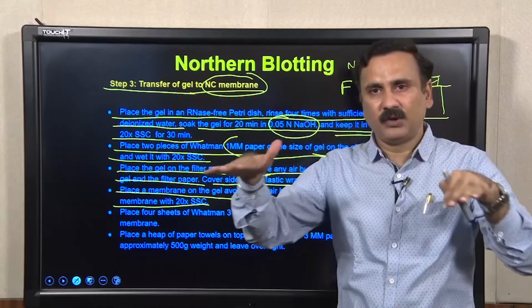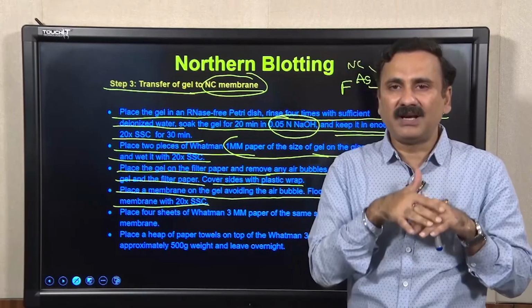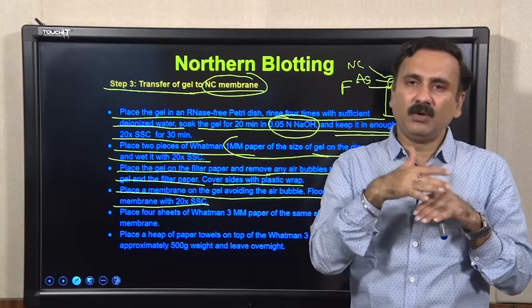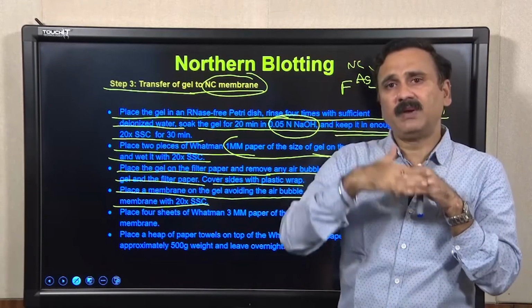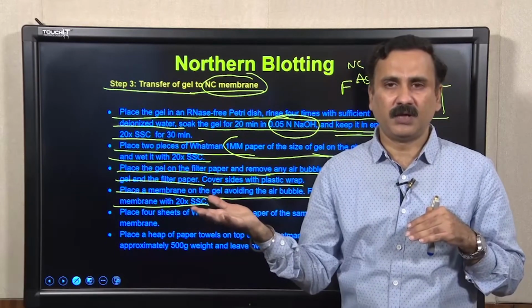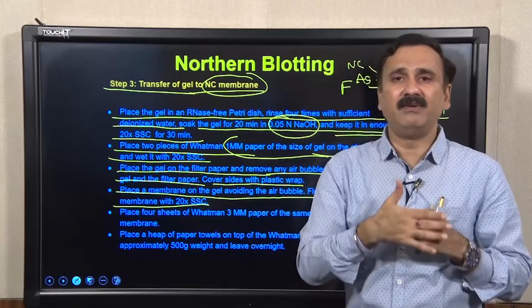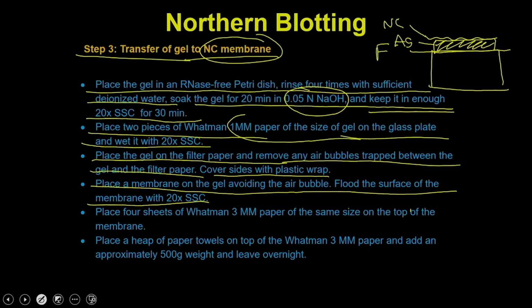You have to ensure that there is no air bubble between the agarose block and the nitrocellulose membrane, because if you have an air bubble, that is the place where there will be no capillary action. If there is no capillary action in that particular area, the RNA is not going to be transferred onto the nitrocellulose membrane. That is why it is very important that when you place the membrane, you roll the surface with a test tube or a roller, so that you can remove all the air bubbles present between the agarose block and the nitrocellulose membrane.